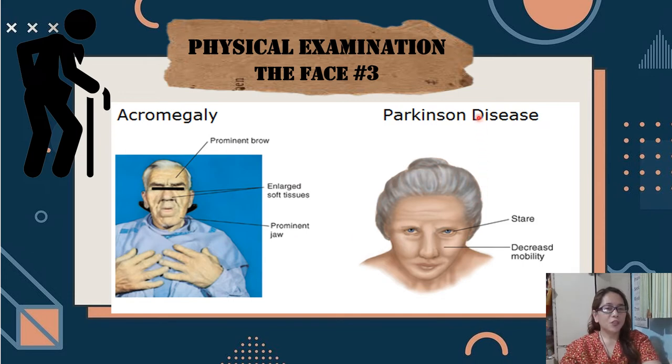Okay. So, another abnormality is the Parkinson's disease. So, Parkinson's disease is a brain disorder, okay? It is a brain disorder and it has a blank stare, as you can see in this picture, and there is decreased mobility, okay? Or masking face.